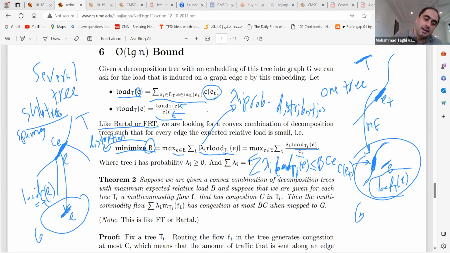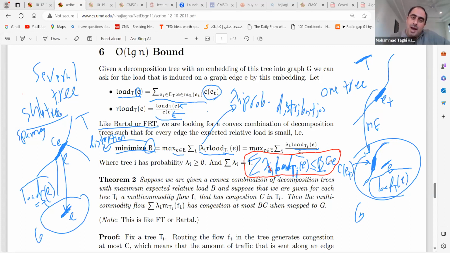Here, as I mentioned, the load of one edge, especially in this simpler case, is just the capacity of the cut between these two points. So you want to make sure that for each edge E, in the probabilistic embedding, the expected load of each edge is at most B times the capacity of this edge. The thing that you want here is that the expected load of an edge is at most B times the capacity of the edge, where B corresponds to the distortion.